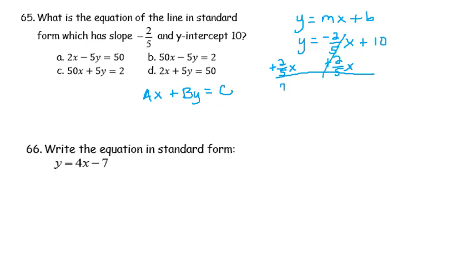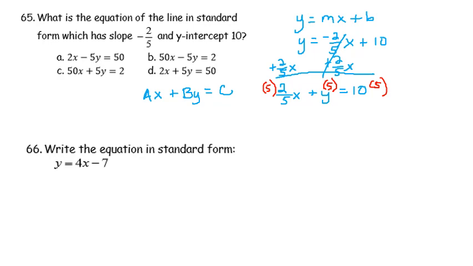Those are going to cancel out. You've got 2/5 x plus y equals 10. Now, remember, standard form cannot have any fractions, so we need to get rid of that 2/5. To get rid of a fraction, all you need to do is multiply by the denominator, but you have to multiply every term by 5, which is the denominator.